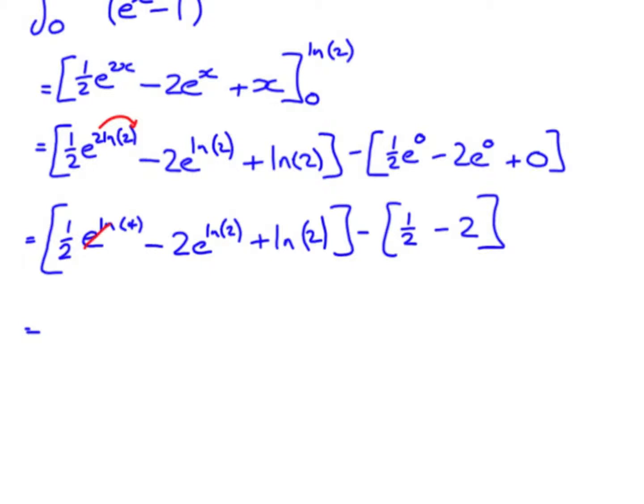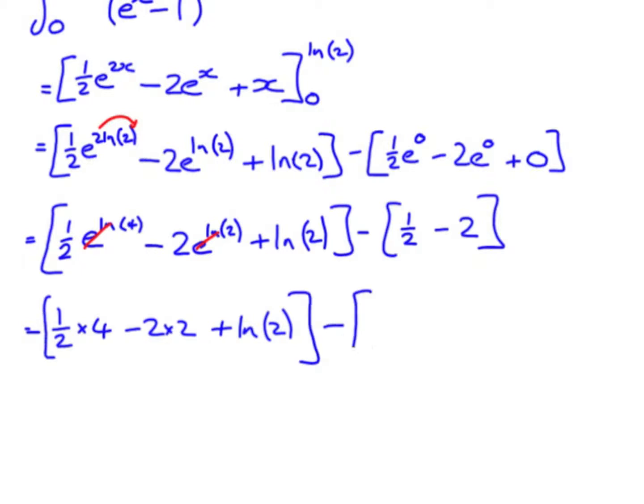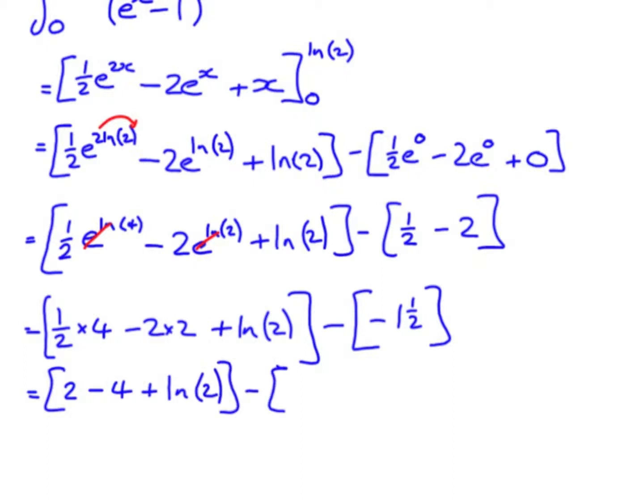Now when we get to this stage here, we realise that exponentials and natural logs are inverses of each other, so they'll cancel each other out. And so we get a half times 4 minus 2 times 2 plus log 2. And then we're subtracting from that a half minus 2. And a half minus 2 is negative 1.5. So now all we need to do is sort out all of that. A half of 4 is 2. 2 times 2 is 4. And we will end up eventually with log 2 minus a half.